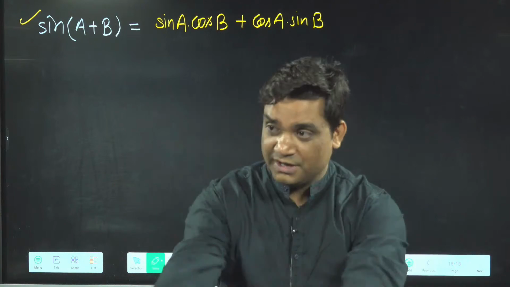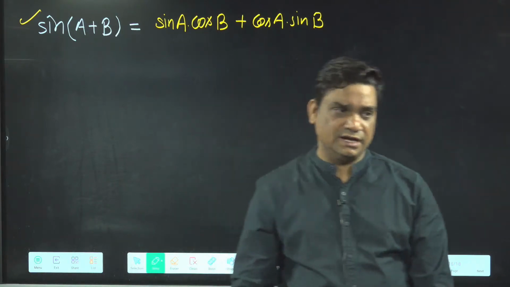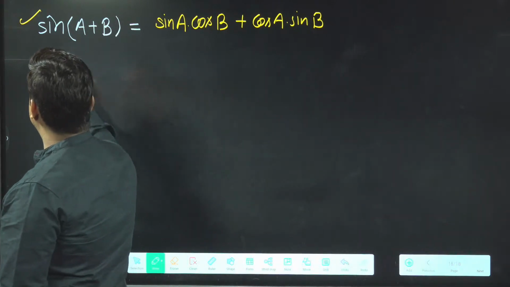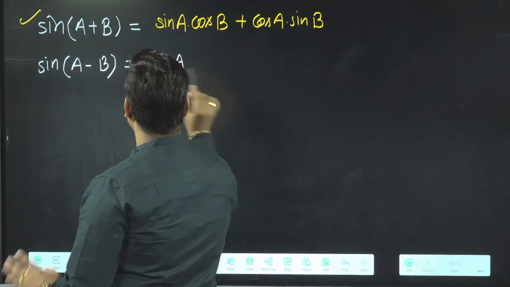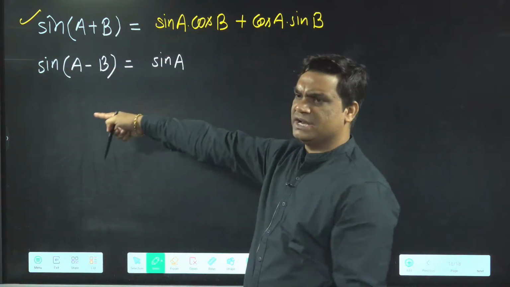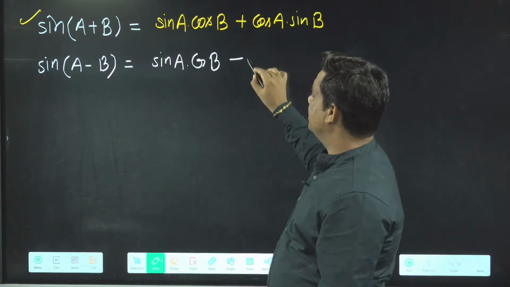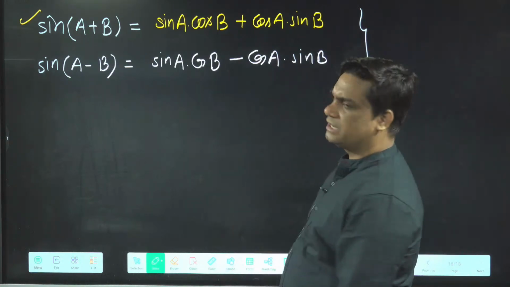That this is sin A plus B: sin A cos B plus cos A sin B. Ready? Now, if I say sin A minus B, then sin A minus B is going to be sin A cos B minus cos A sin B. Same thing, sin and cos together, but if plus then plus, if minus then minus. I hope these two formulas are clear to you.